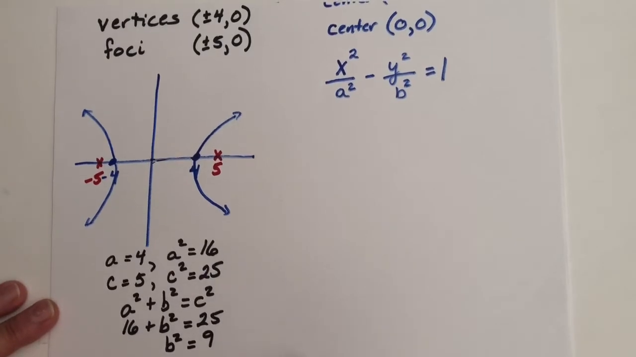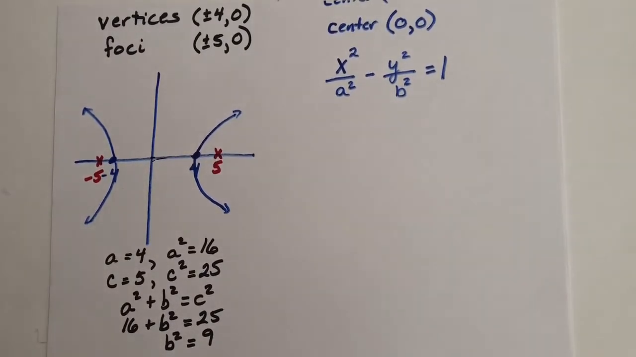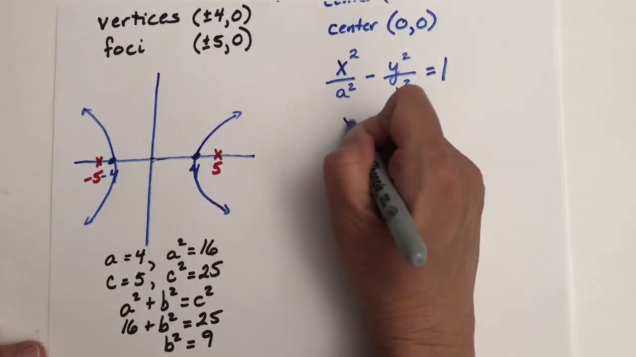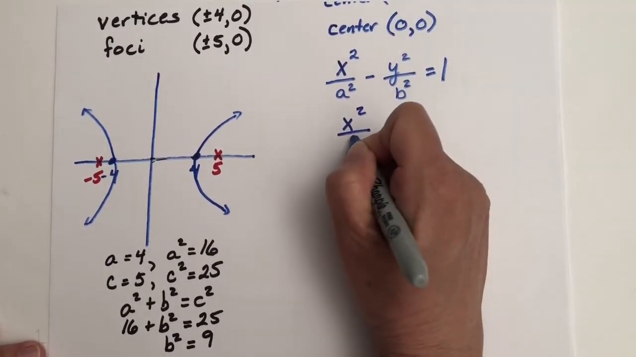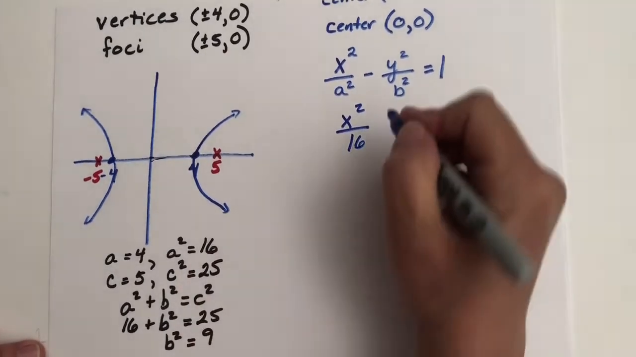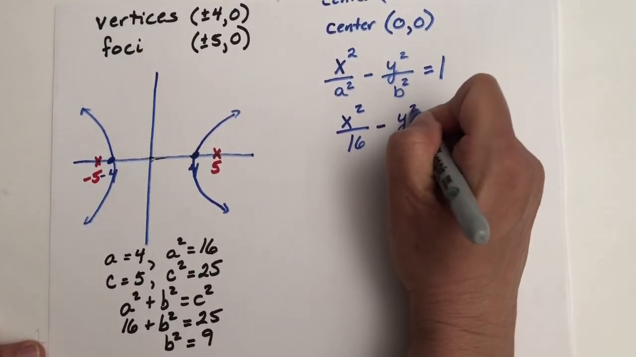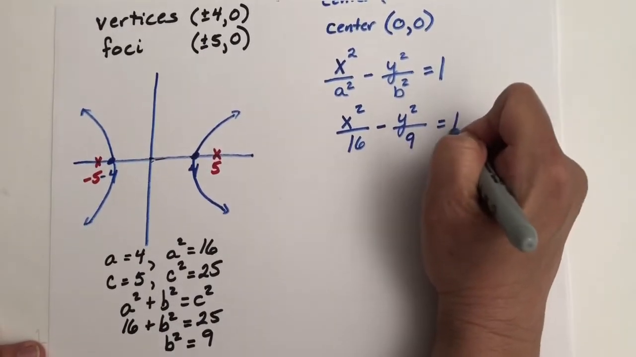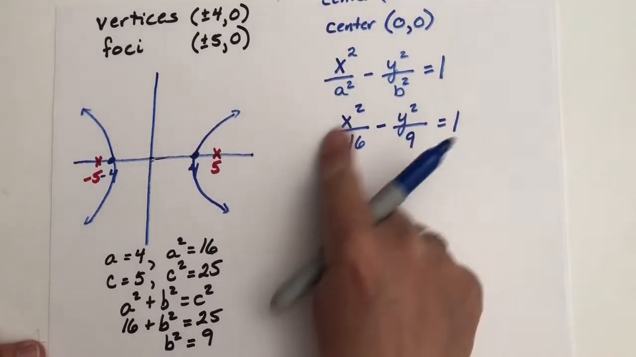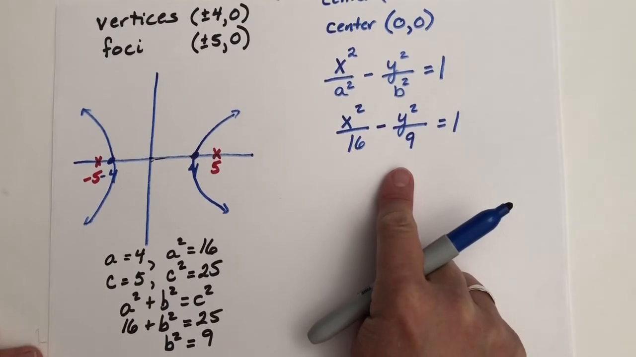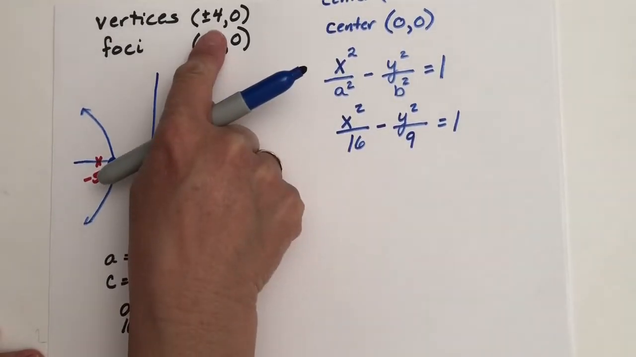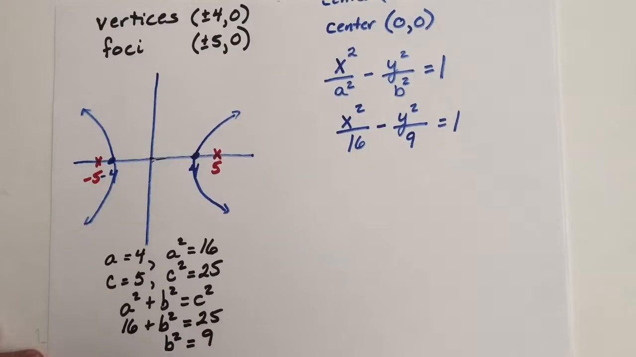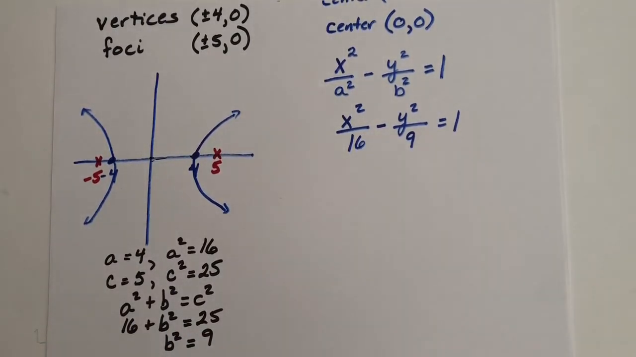So when we substitute in our a squared and our b squared, our equation becomes x squared over 16, there's our a squared, minus y squared over 9, equals 1. And we have the equation in standard form for the hyperbola that has vertices at plus or minus 4, 0 and foci at plus or minus 5, 0. Let's do another one.